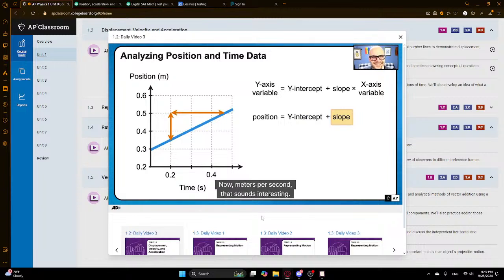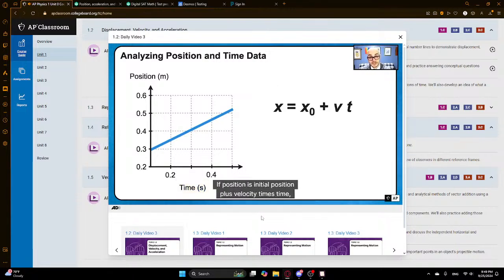Now, meters per second, that sounds interesting. We'll touch on that later. The x-axis variable is just time. So I can use this to create an equation that describes this line. If position is initial position plus velocity times time, I might say x, that's the position, equals 0.3 meters plus 0.47 meters per second times the number of seconds that have gone by. And this equation gives us some predictive power.